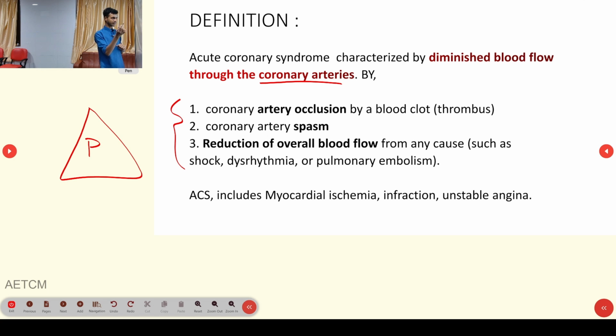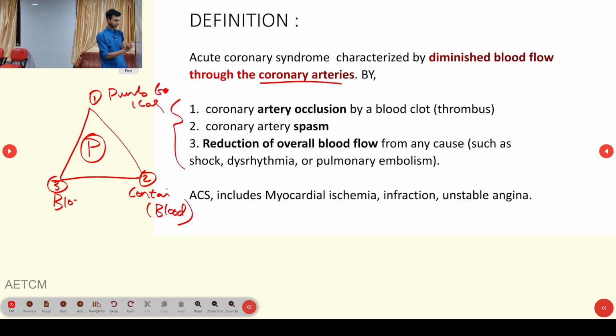For effective perfusion, you should have adequate pumping function, that is the cardiac function. Second, we need an intact container, meaning the blood vessels. And then you should have the blood, the content. So we should have a pump function, a container function, and a content function. If any problem happens in one system, that will affect the perfusion.